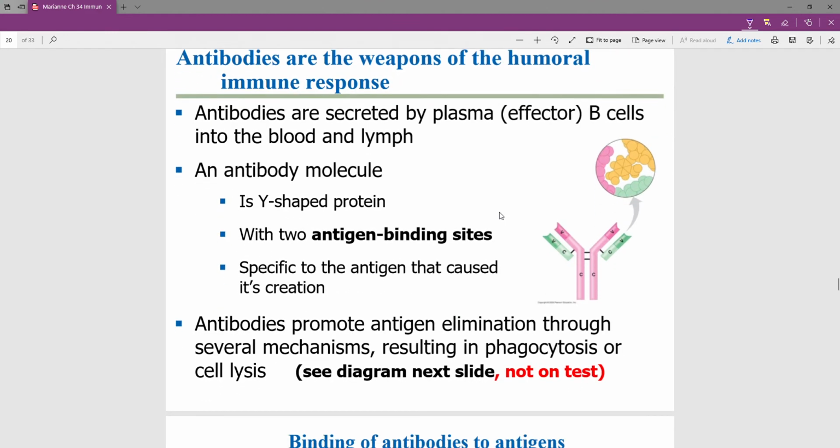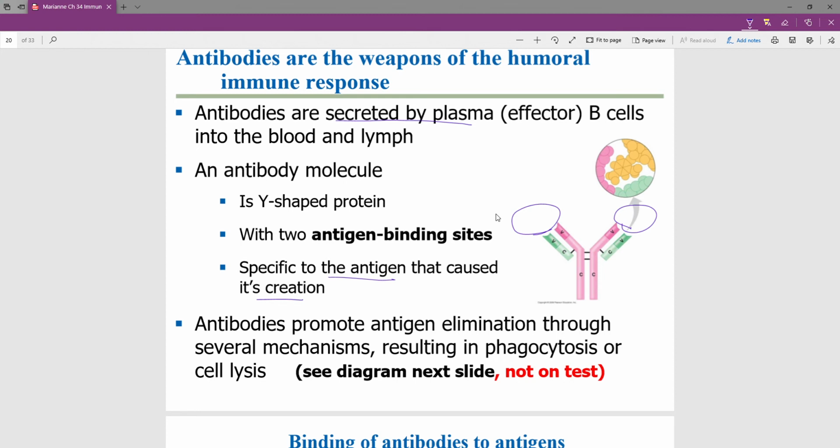So antibodies are the weapons of the humoral immune response. They're just little tiny proteins. They're such powerful things. So we know that they're secreted by those plasma or effector B cells. They're secreted into the blood and the lymph. So an antibody is just a little Y-shaped protein, and it has two spots where it could bind with the antigen. And it's specific to the antigen that's caused its creation. So just like enzymes were little proteins and they were shape specific, antigens are the same. They're little proteins and they're shape specific.